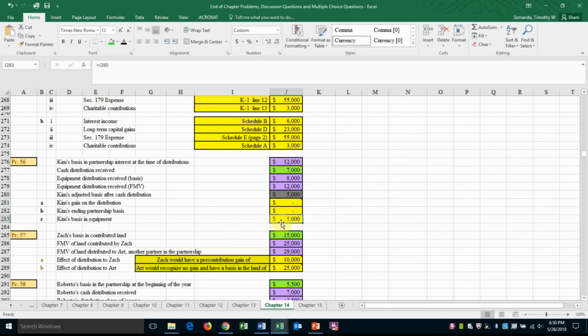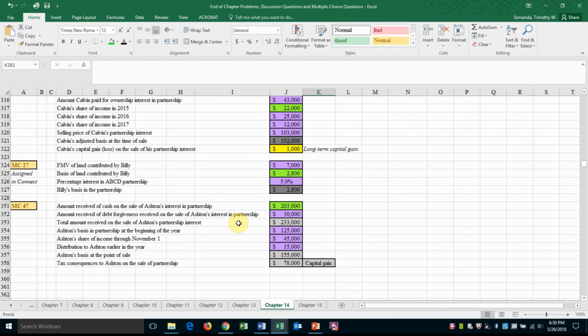Kim's basis in the equipment, as we talked about earlier, is going to be $5,000, and that $5,000 is equal to Kim's adjusted basis after the cash distribution, because she can't have any more basis than she had at the time she left the partnership, which in this case is $5,000.